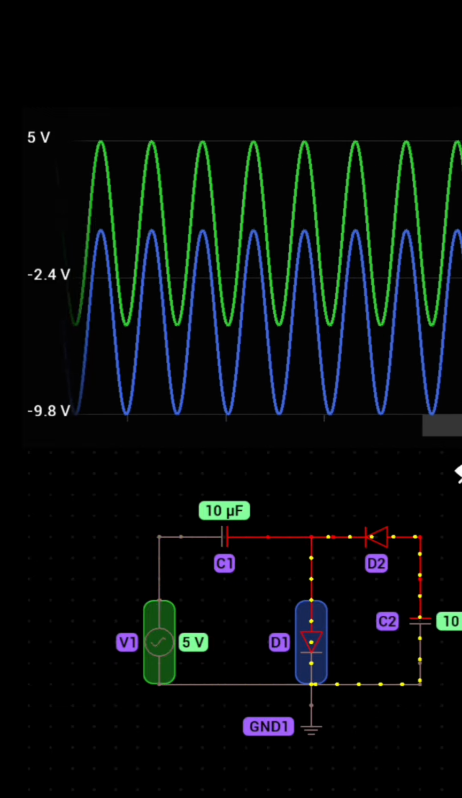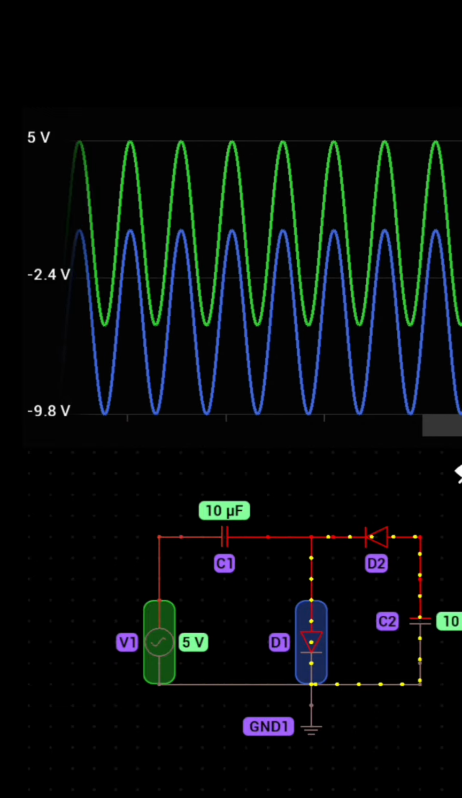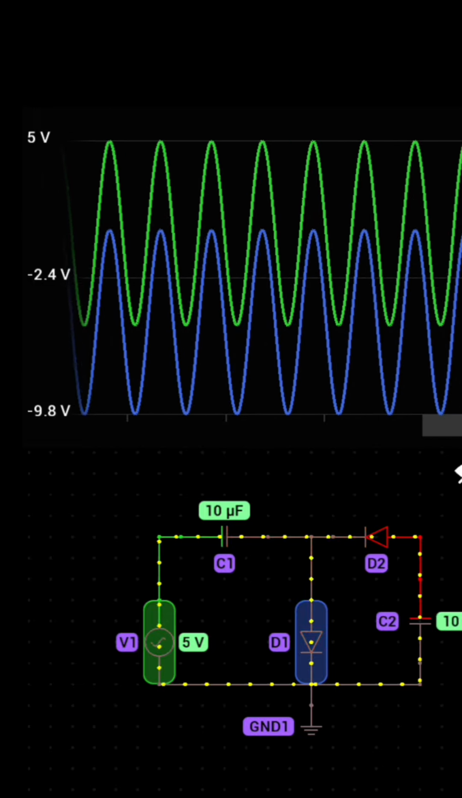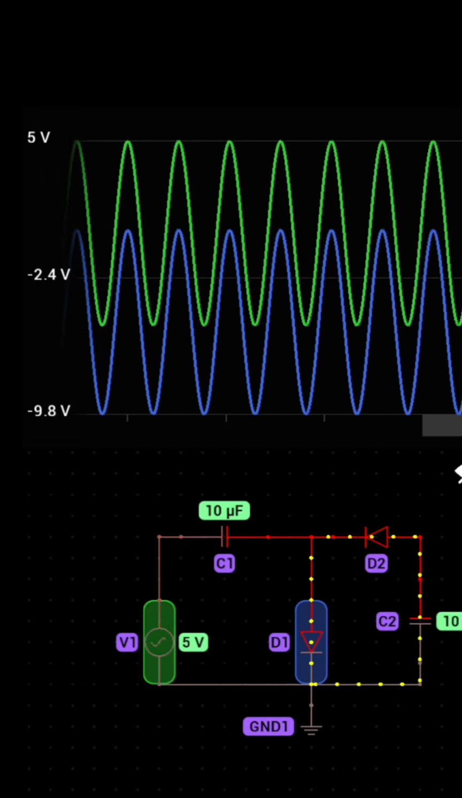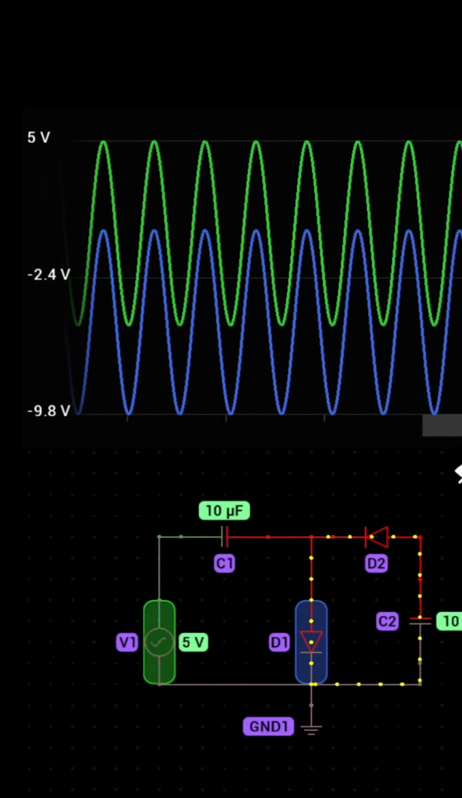After both the positive and negative half cycles, the output voltage is double the input peak voltage. If the input AC voltage was 5 volts, the output DC voltage will be 10 volts. This works because the capacitors are charged during different parts of the AC cycle and their stored voltages are combined.